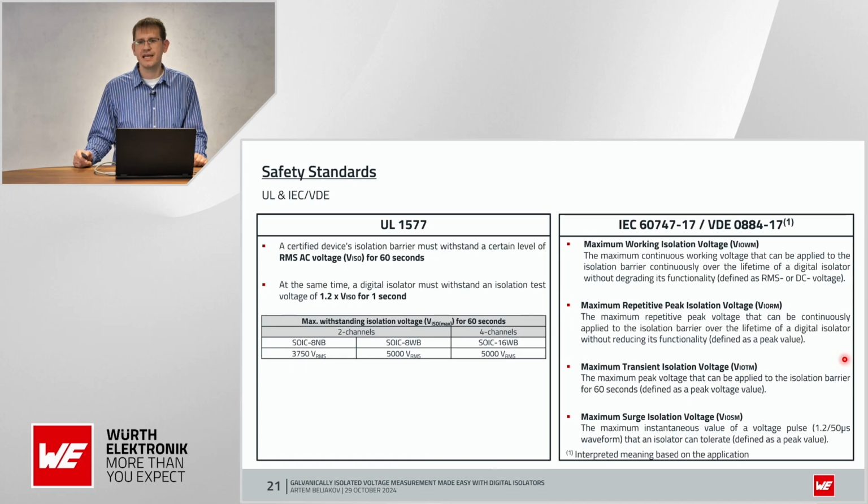The maximum transient isolation voltage is the maximum peak voltage that can be applied to the isolation barrier for 60 seconds, and this isolation voltage is defined as a peak voltage. Sorry, I forgot to say that the maximum working isolation voltage is defined as RMS or DC voltage, and the maximum repetitive peak isolation voltage is defined as a peak value.